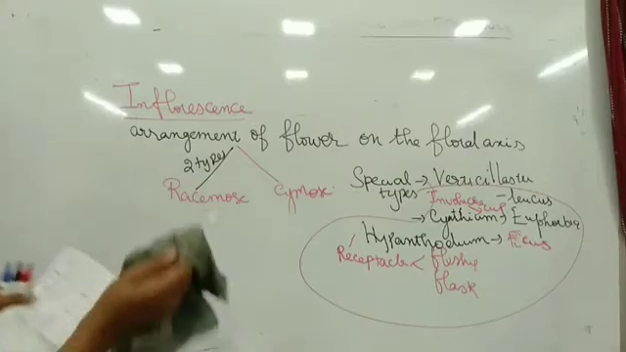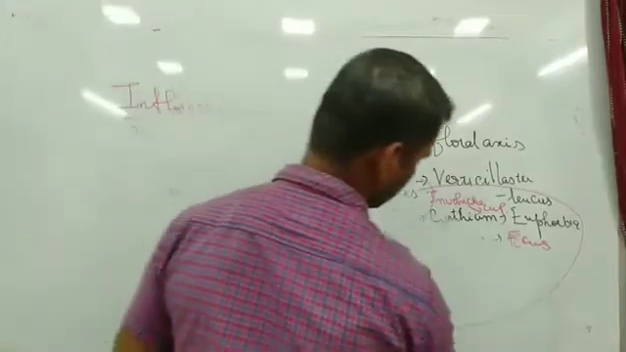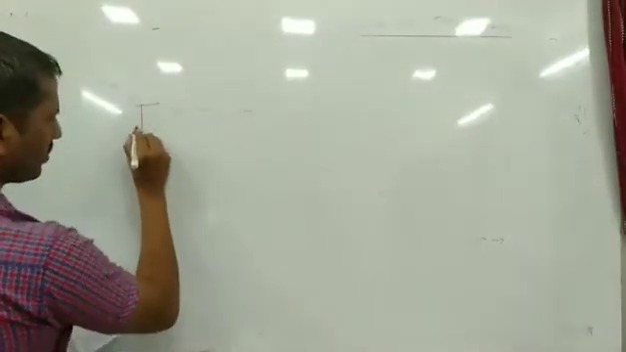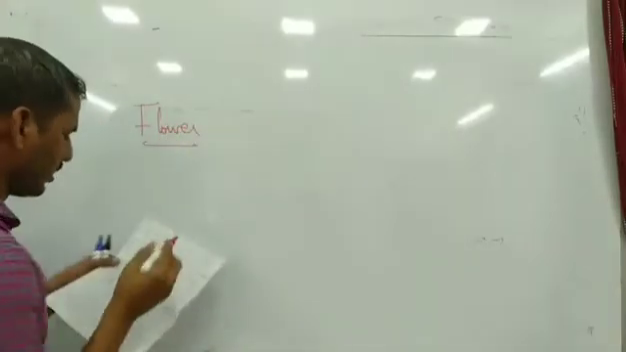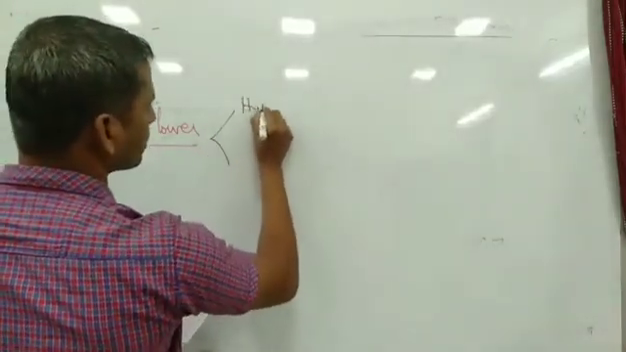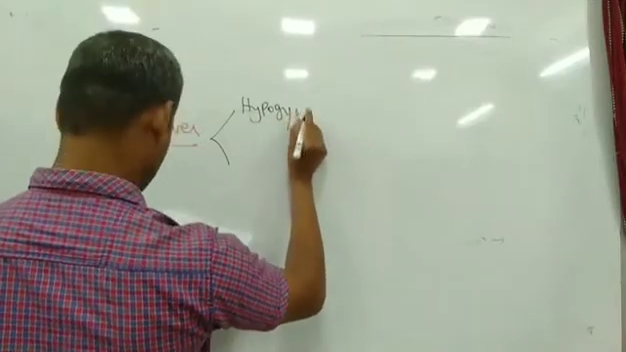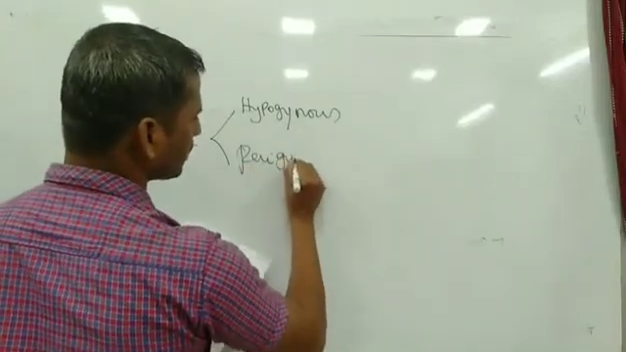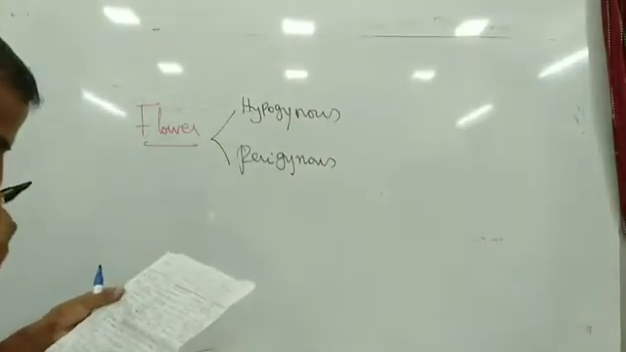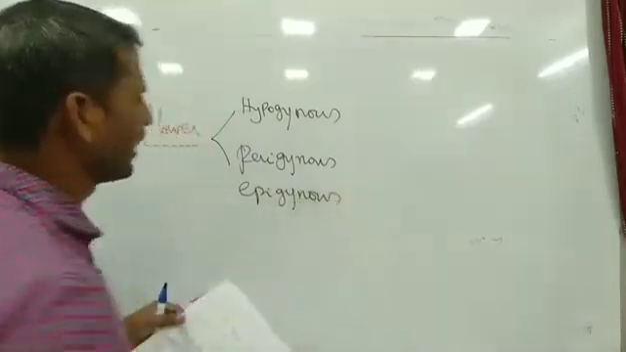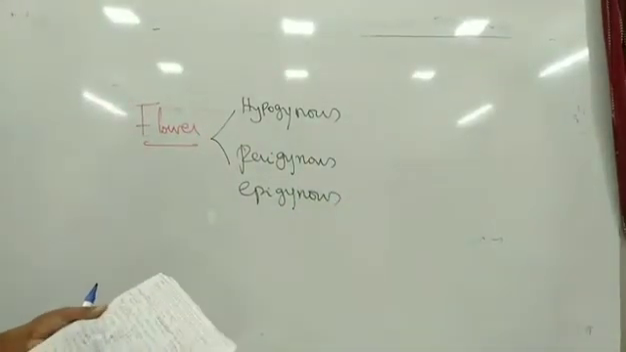Next we move to the flower. When you talk about flower, the flower is either hypogynous or perigynous, or else epigynous. Those are the arrangements of flower.